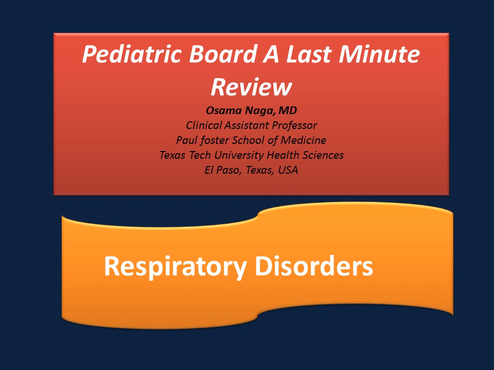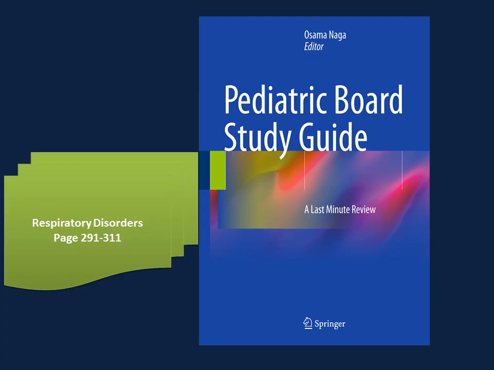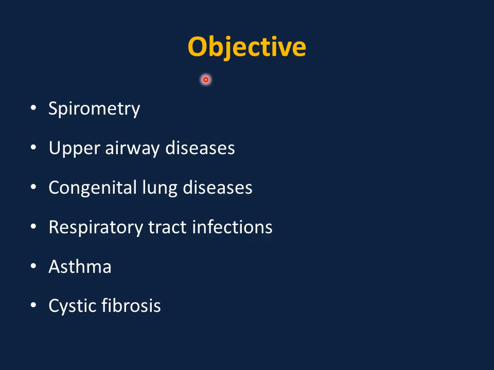Naga will continue the Pediatric Board Review series with the Respiratory Disorder chapter. You can follow with me the Pediatric Board Study Guide Respiratory Disorder chapter from page 291 to page 311. My objective in this lecture is to discuss spirometry, upper airway diseases, congenital lung diseases, respiratory tract infections, asthma and cystic fibrosis, and a few other subjects.